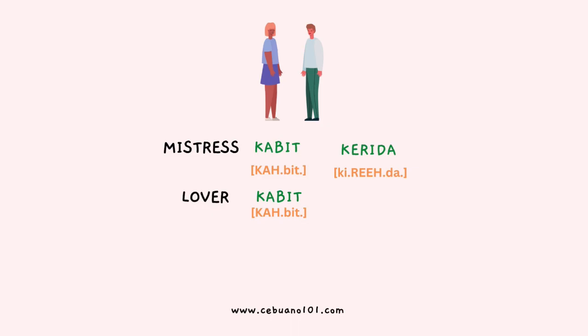Next one, we have mistress. For woman, mistress, two terms: kabit or kirida. Querida is actually a Spanish term. And then for men, we call it lover. You can use kabit. One more time. Mistress is kabit or querida. This is for the women. Lover referring to man, kabit. You can just use kabit. We don't use querida for men. So normally just kabit for men, and for women, mistress, we use kabit or kirida.